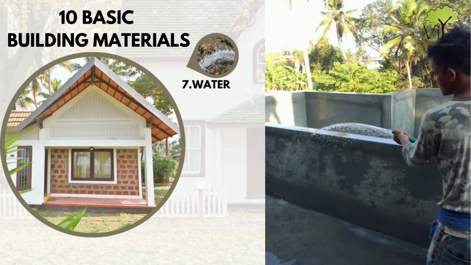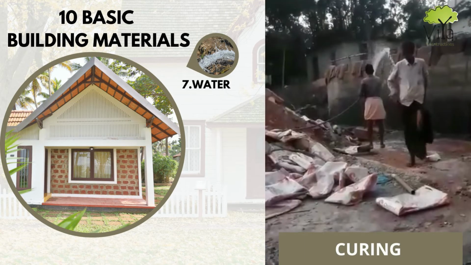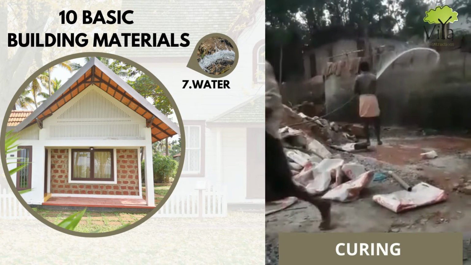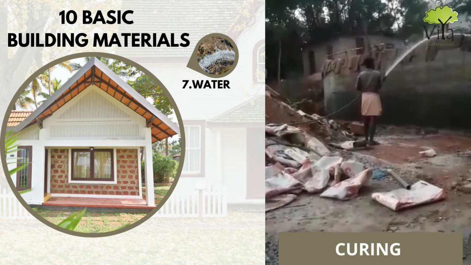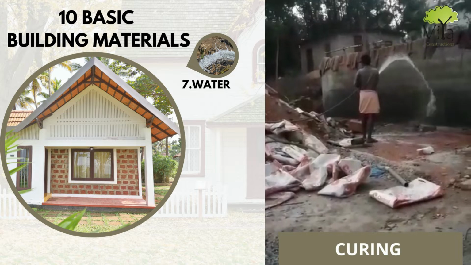The next basic building material that we talk about here is water. Water is used throughout the construction phase. Be it for concrete mixing or for curing, water plays an important role in construction. That said, it is very important that the quality of water used is good and appropriate for construction. Water should be clean and free from impurities.